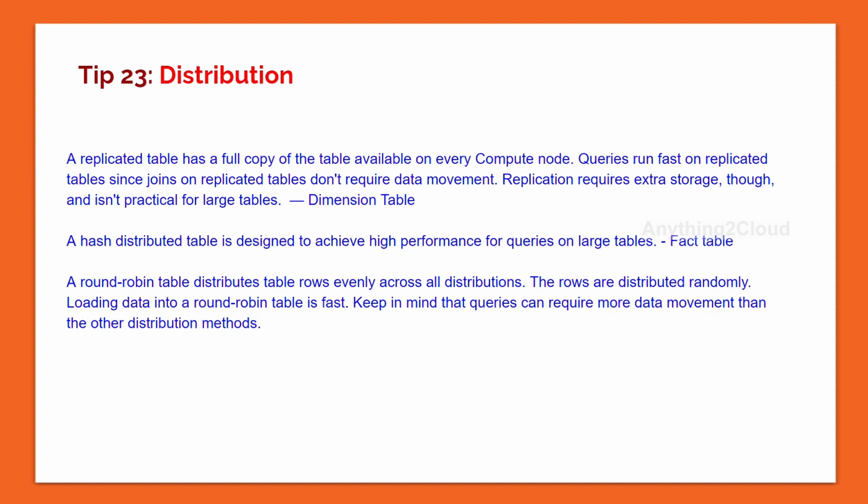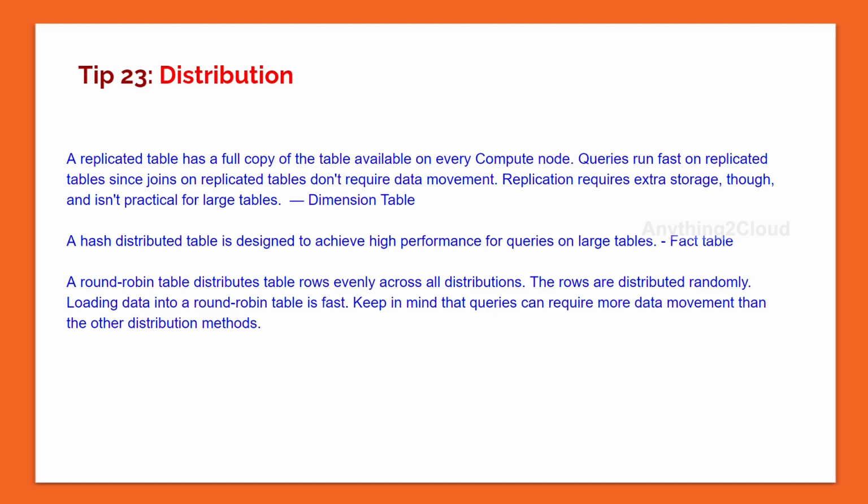Queries run faster on replicated tables since joins on a replicated table do not require data movement. Replication requires extra storage though, and isn't practical for large tables. Predominantly, we use replicated distribution for dimension tables. And the hash distributed table is designed to achieve high performance for queries on large tables. So predominantly we have hash distribution for fact tables.